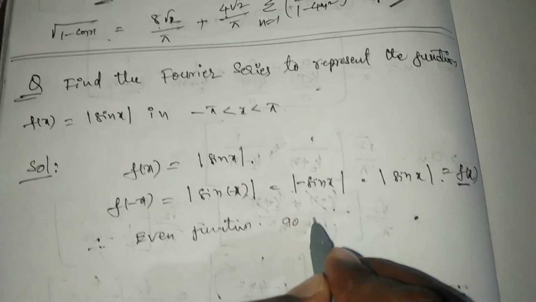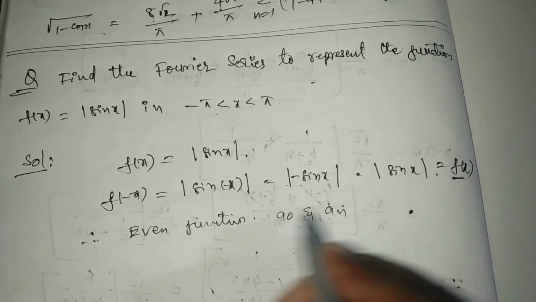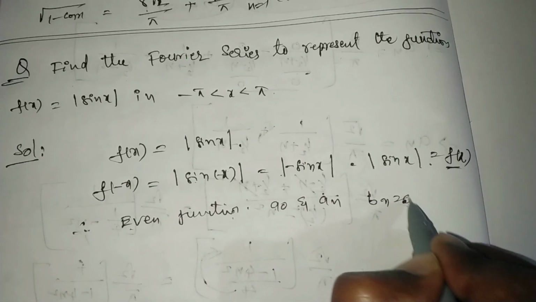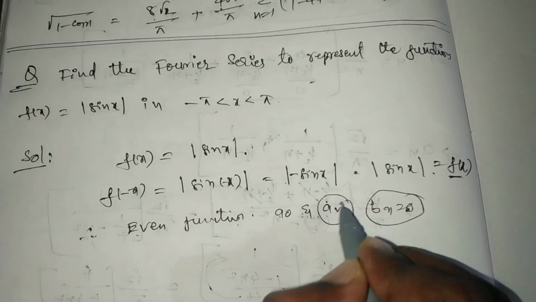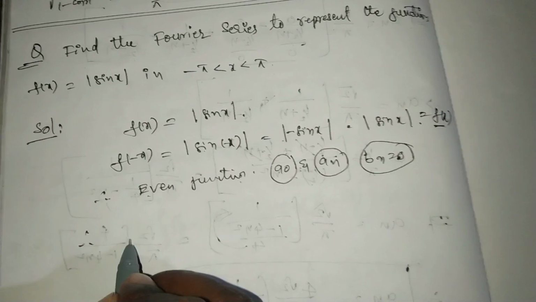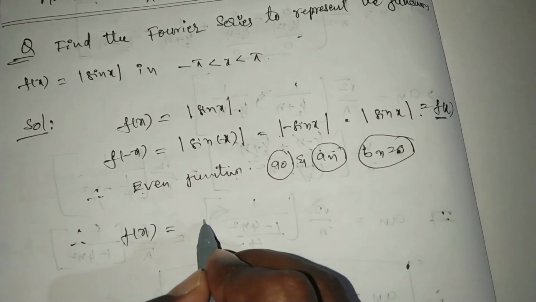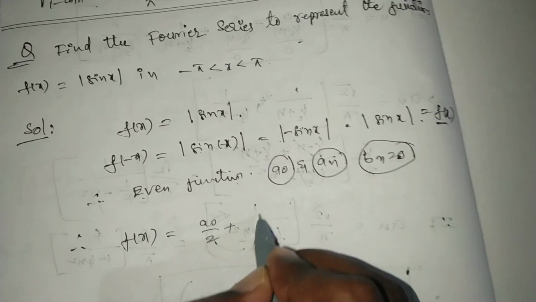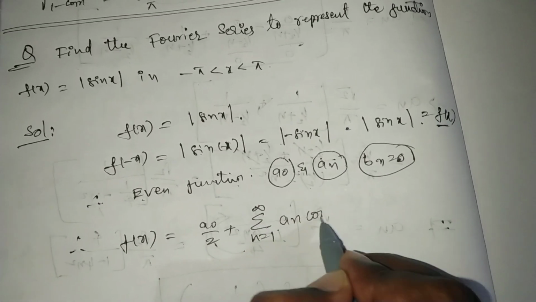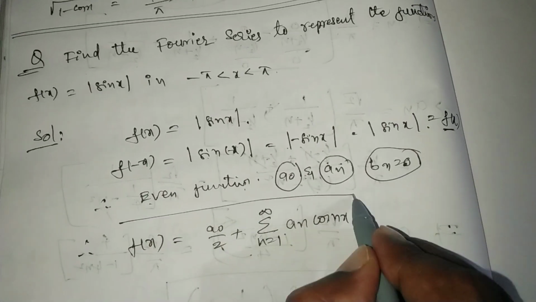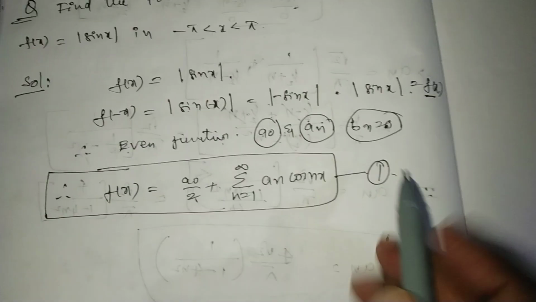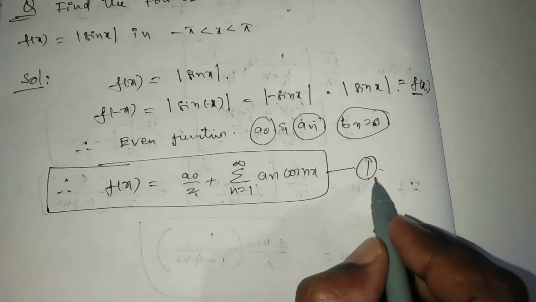Just find a0 and an values, because it is an even function, so automatically the bn value is 0. We need to find the an value and a0 value by using Euler constants. So here the Fourier series f of x formula is a0 by 2 plus summation n is equal to 1 to infinity an cos nx. This is the Fourier series formula. Put it here, consider it as equation number 1.